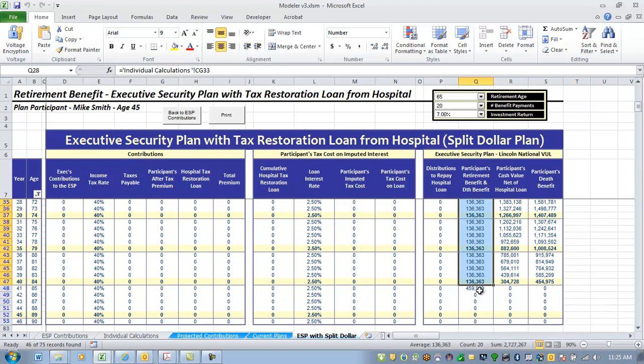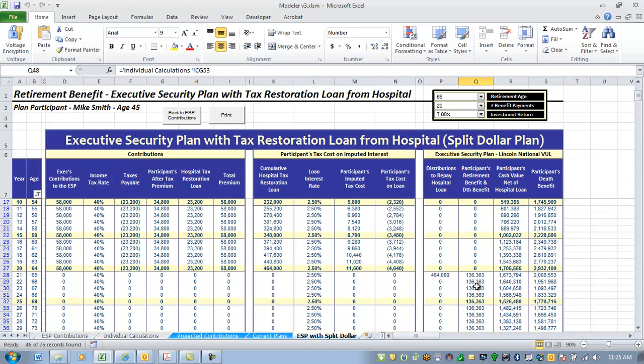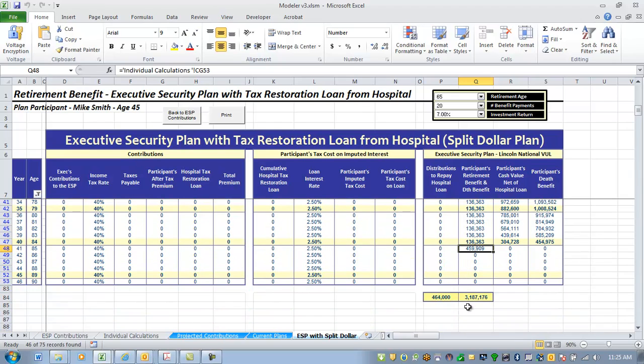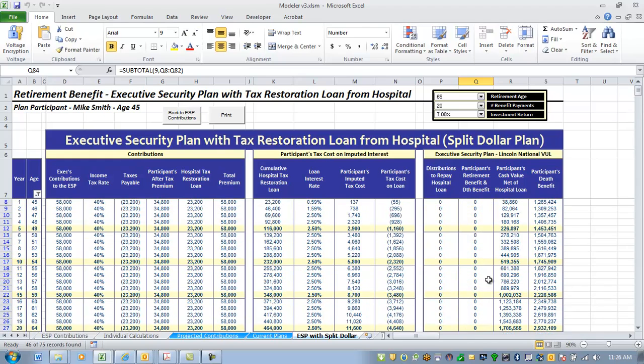At the end of 20 years, we're assuming death at age 85, there'd still be a $459,000 death benefit, and so you can see the total distributions to the executive on a non-taxable basis would be about $3.1 million. So that's a quick overview of how the Executive Security Plan works in detail.